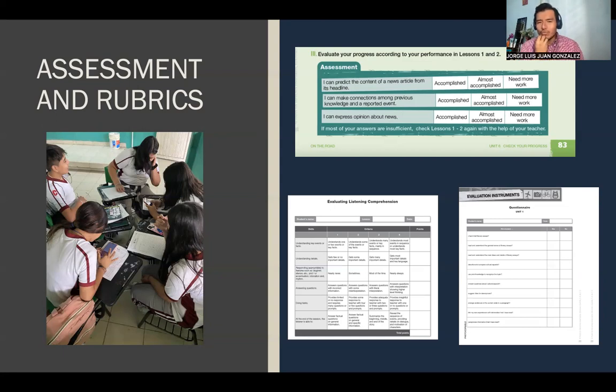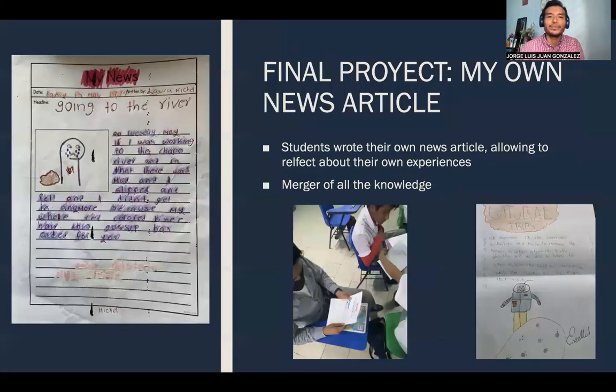aspects. It's very positive to observe that some students are really critical about their performance. So they say they approximate. They told me, "Teacher, I need to improve on this. I can dig this." So they were really critical. They were really real about what they learned.